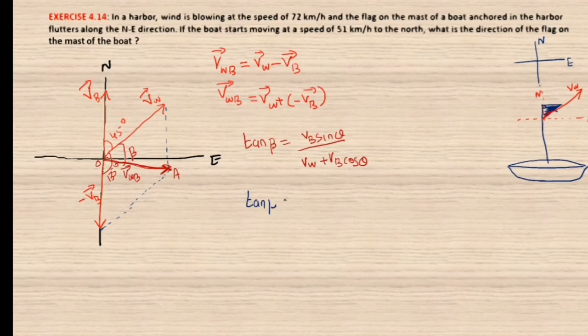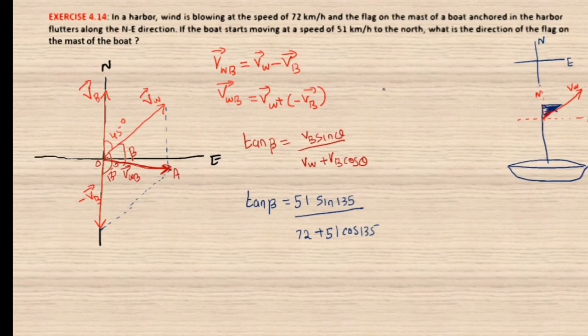Now substitute the value in this equation. We can write here tan beta is equal to, now what is VB? The boat speed, right? It is given as 51 kilometer per hour. So no need to convert into SI unit, just write the 51 itself. 51 into sine theta. Theta is what? Theta is the angle between the VW vector as well as the minus VB vector. That is equal to what? 135. We have already drawn in the diagram. Divided by VW. What is VW? Wind speed. That is equal to 72 kilometer per hour plus VB once again 51 kilometer per hour into cos 135. So now you have to calculate here sine 135 and cos 135.